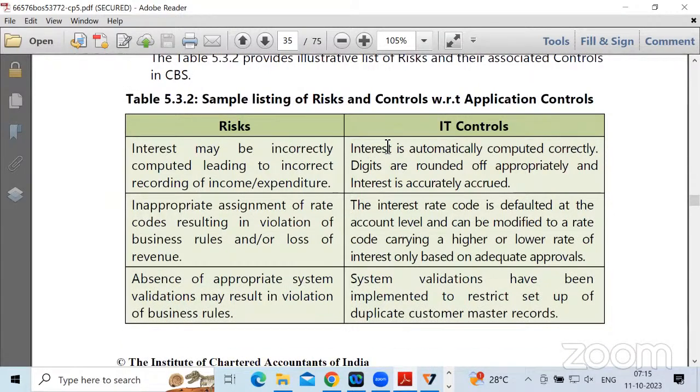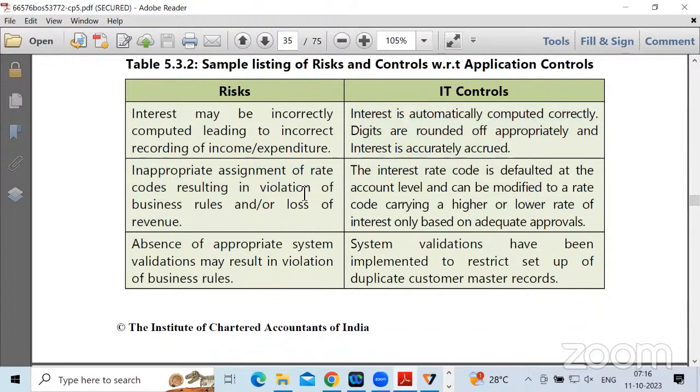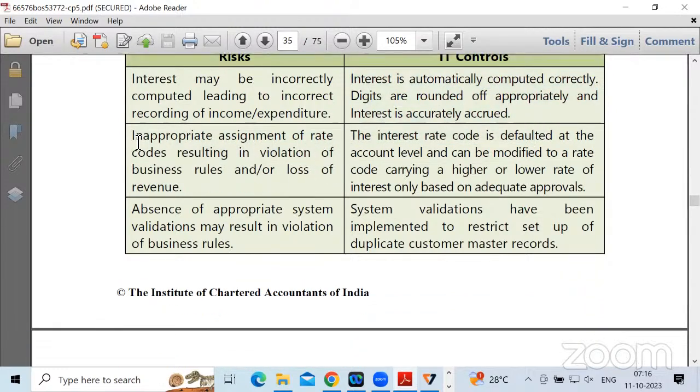Some risks are given, and we'll see one or two so that you will understand. First point, risk and controls relating to application control. Application CBS, core banking solution. Interest may be incorrectly computed, leading to incorrect recording of income or expenditure. So what is the control? It has to be appropriately or accurately calculated. Very simple. If you know the risk, control is very simple.